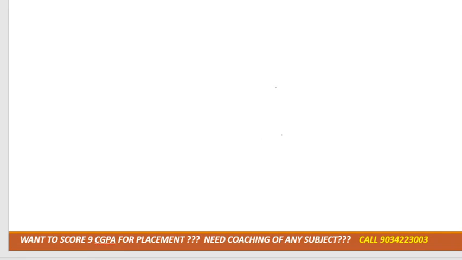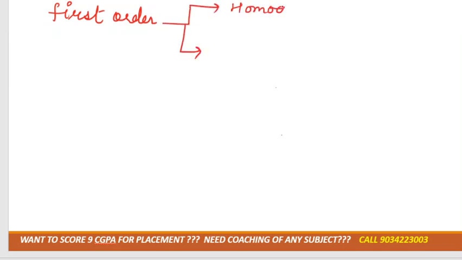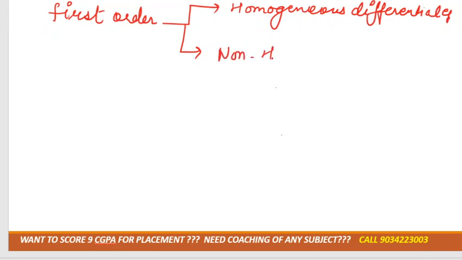Now we'll study the homogeneous differential equation and non-homogeneous, as we are studying the first order system, right? First order is further divided into two categories. One is the homogeneous differential equation, and another one is the first order non-homogeneous differential equation. So what is the difference between homogeneous and non-homogeneous?